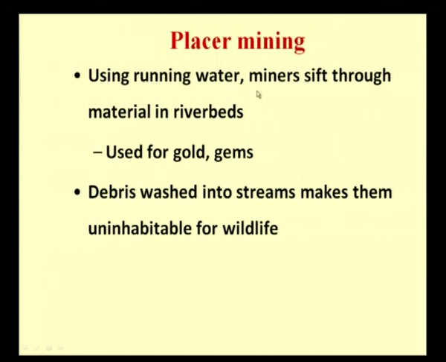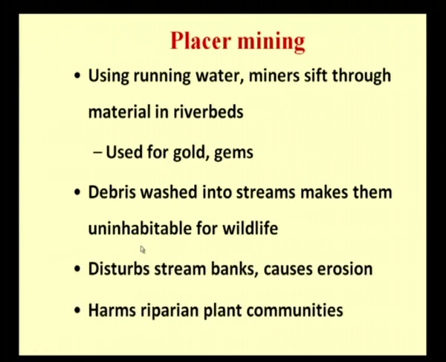The miners sift through material in river beds, and it is used for gold and gems. The debris washed into streams makes them uninhabitable for wildlife, and it disturbs the stream banks, causes erosion and harms riparian plant communities. So, in this kind of mining, the water coming through the banks is processed by human beings directly, and it is generally used for some small traces of gold and gems.